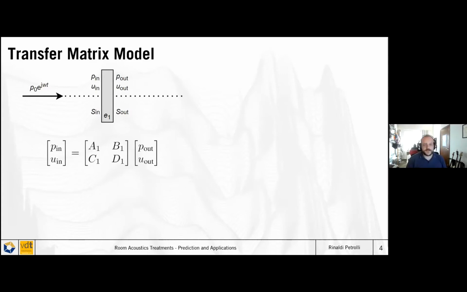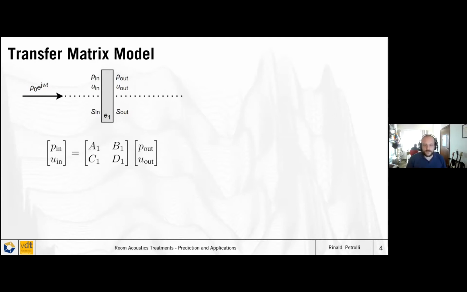So what I am going to talk about is a very old method, which is the transfer matrix method, and this has been around forever, and it's used in several online calculators to calculate different multi-layer treatments. And I will discuss a little bit about the concepts, and the main part of this presentation is really showing some results of some measurements versus predictions using this method.